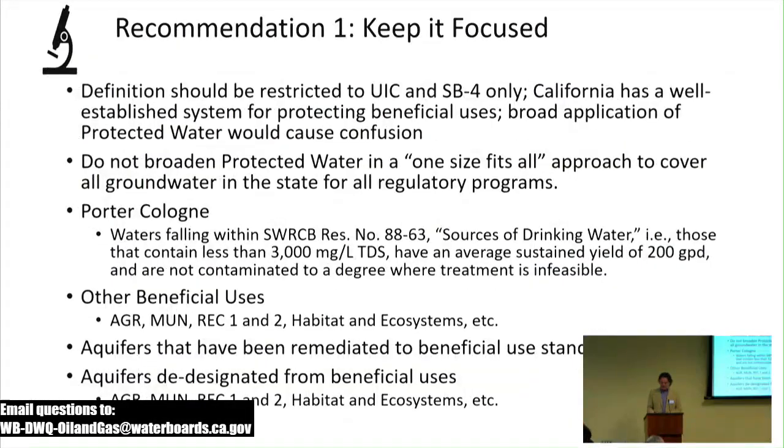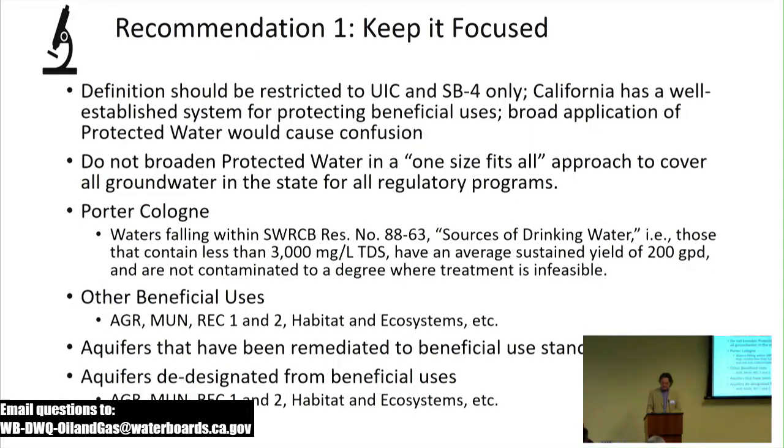So my first recommendation here is to keep the definition focused on this particular context of SB4 groundwater monitoring. Having the tie to the definition of the UIC program keeps it consistent with the Safe Drinking Water Act definitions, but they only apply to this monitoring program we're talking about here. And the reason is the potential confusion that I alluded to before in the 10,000 versus 3,000 sources of drinking water difference between the federal and state codes.